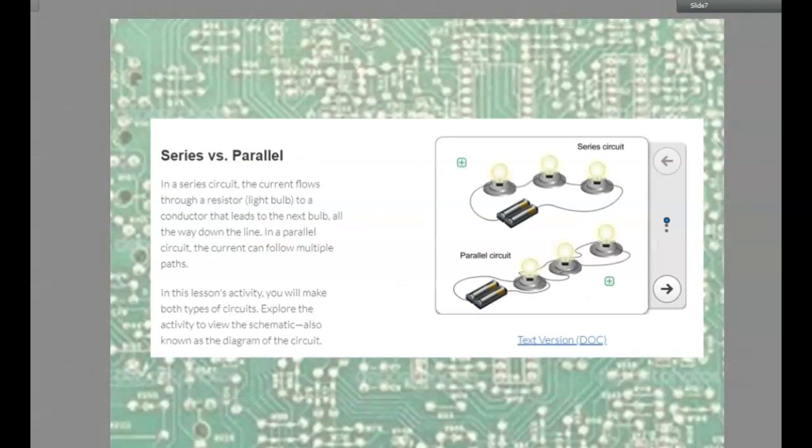And then when you get into series versus parallel, you have a series circuit. The current flows through the resistor or the light bulb. So if you look at the picture here, try to imagine that electron flow. It goes to a conductor that leads to the next bulb all the way down the line. And then in a parallel circuit, you're able to see that the current can follow multiple paths.